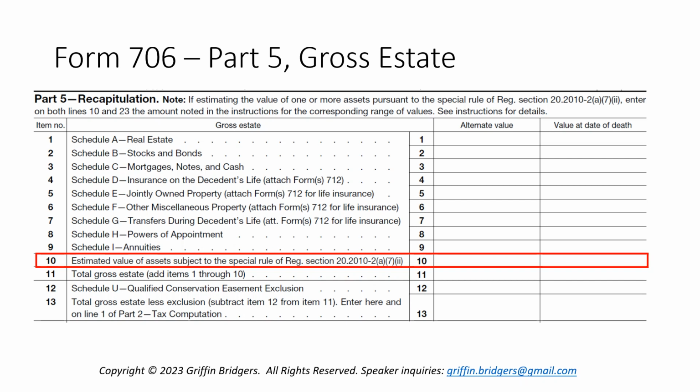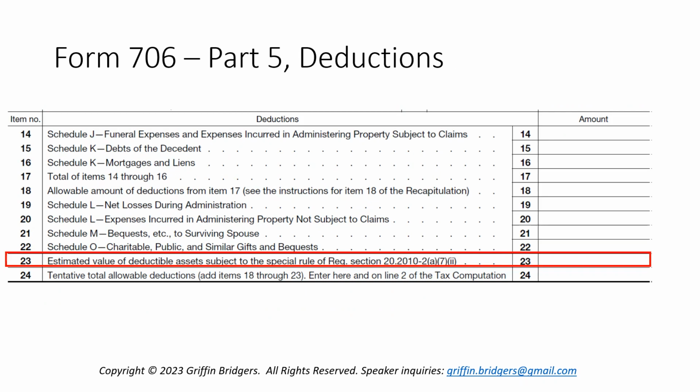So where do we see this? Well, if we go down a few pages in Form 706 to Part 5, Recapitulation, we see first on the gross estate calculation, line 10, where we have the estimated value of all assets subject to that special rule under the regulations, and that's where we'd put in a value that has to be an increment of $250,000. And then from there, we would net that out in the estate tax calculation by also entering on line 23 here.